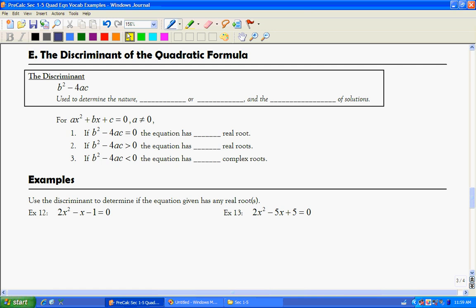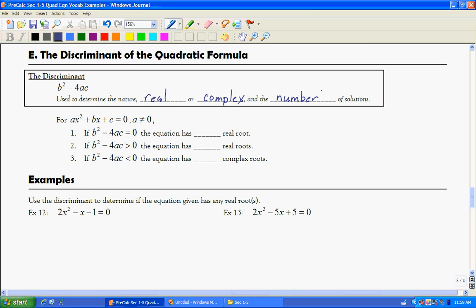There's a part under the radical called the discriminant that can help us determine the nature, meaning real or complex, and the number of solutions that we're going to have. In the classroom notes, we're going to go into this more in detail, but here are the basics.